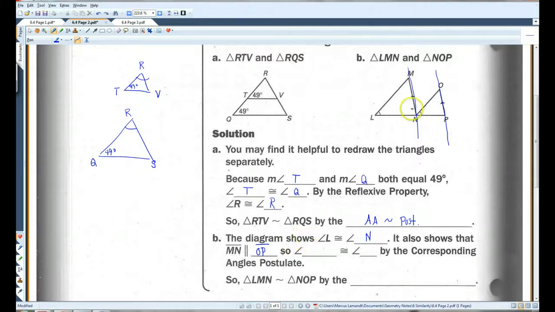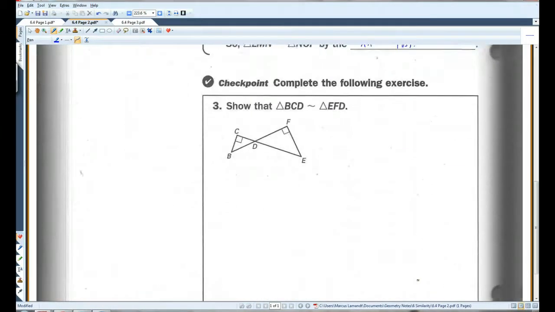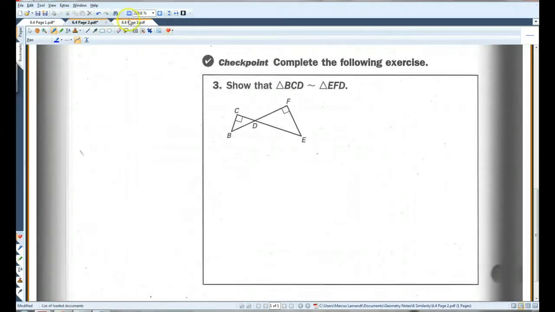So if you think about it, because both of those lines are intersected by this transversal, this angle and this angle have to be congruent because they are corresponding angles. So angle LNM is congruent to angle P by the corresponding angles postulate. So we have two angles. These two triangles are similar by angle-angle similarity. Alright, you guys can do the checkpoint. Let's go on to page 3.